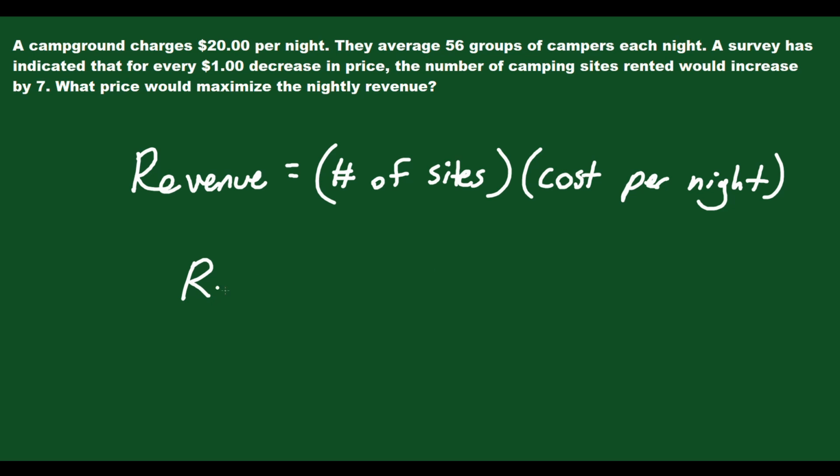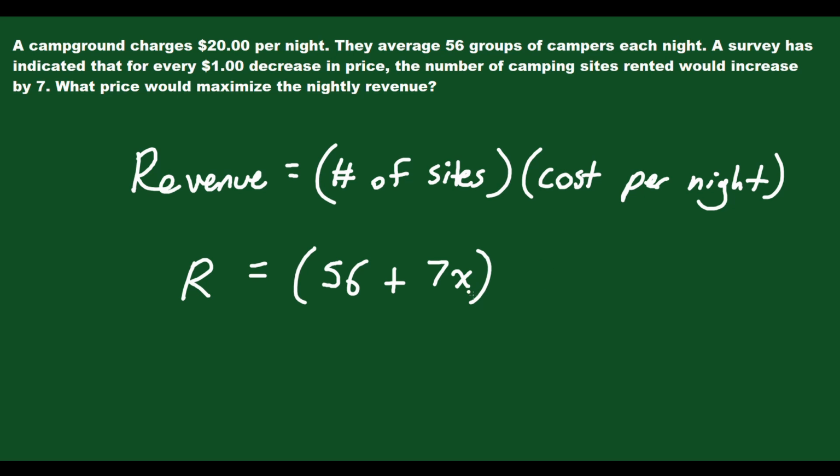So what we can really say is that revenue is equal to, well, the number of sites right now is 56, but it can go up 7 every time we decrease the price. So I'm going to say X represents the number of times we decrease the price. So if you decrease the price once, 1 times 7 is 7, so 7 plus 56, you'd get to your 63. If you decrease the price twice, then 2 times 7 is 14, you get 14 more sites rented out instead.